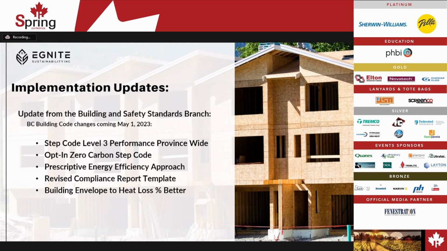So again, some pretty aggressive targets coming up in the way how we're going to be targeting fuel types being spec'd on buildings. We also have the prescriptive energy efficiency approach, what Scott touched on. We've got the revised compliance report template, which I'm going to show some examples of how to read through those. And then we also got the updates to the building envelope to heat loss % better metrics and changes in regards to that too, which I'm going to cover here right now.